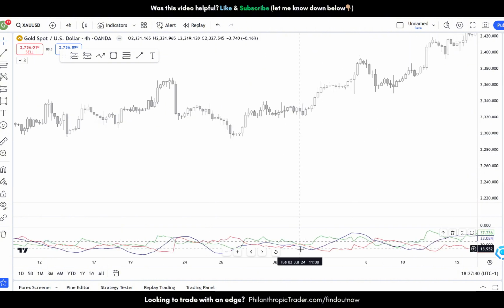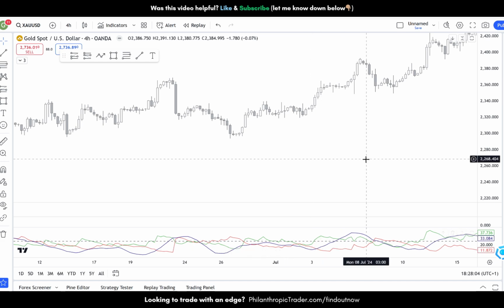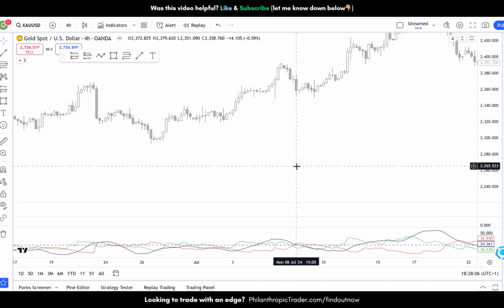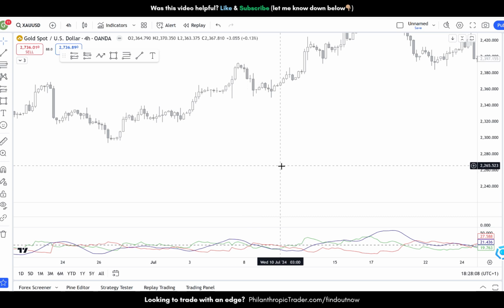So we see a cross to the downside, and we don't take it. Why? Because the blue line is below the dotted line, so there's no strength, right? There's no trending market, so we don't take it. And then we see a green that crosses the orange line, and we don't take that one as well, because again, it's below the dotted line. But let me show you an example of when we do take a trade.